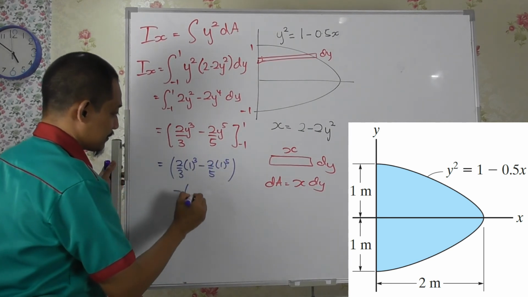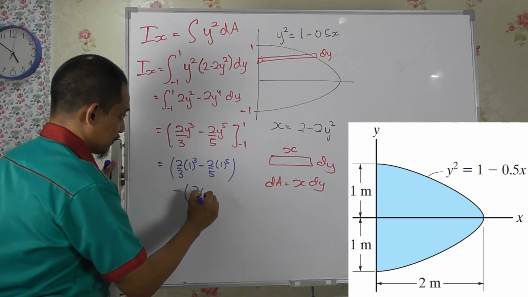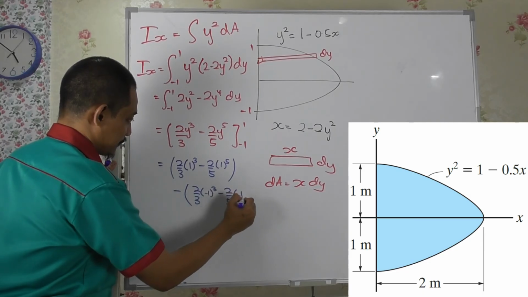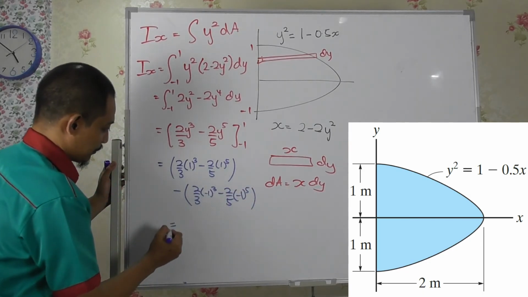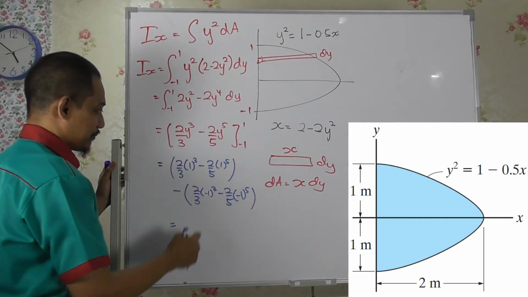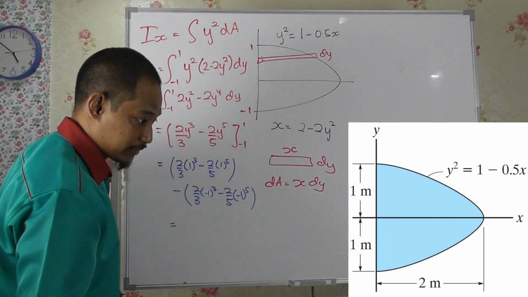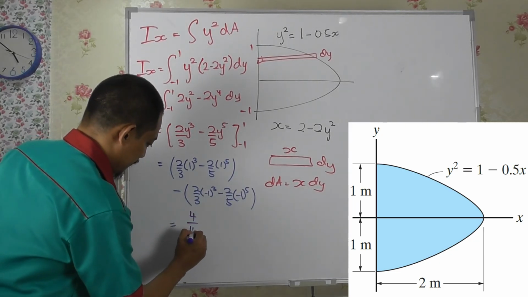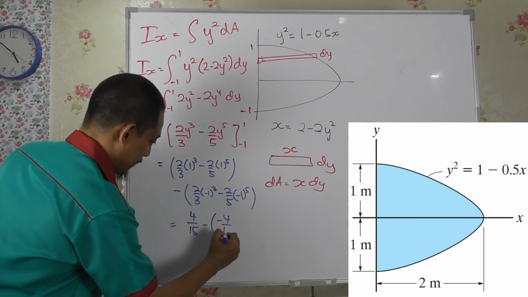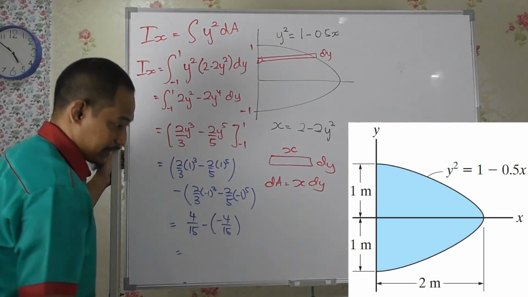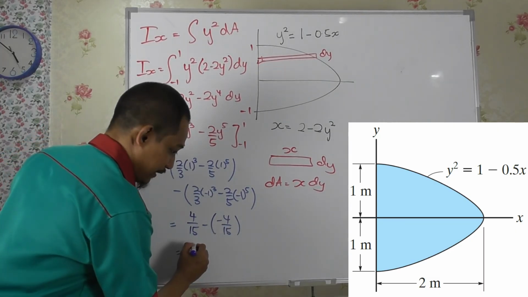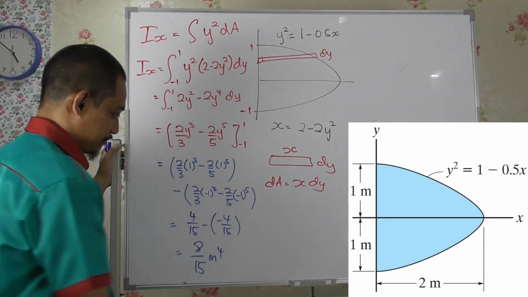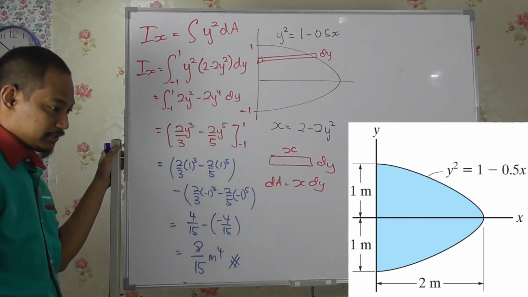And then minus 2 over 3, negative 1 to the power of 3, minus 2 over 5, negative 1 to the power of 5. So what you have is basically 2 over 3 minus 2 over 5, right? So what do you get? 2 over 3 minus 2 over 5 becomes 4 over 15. 4 over 15, and then minus negative 4 over 15. And then you'll get 8 over 15 meter to the power of 4. That will be your answer, right?